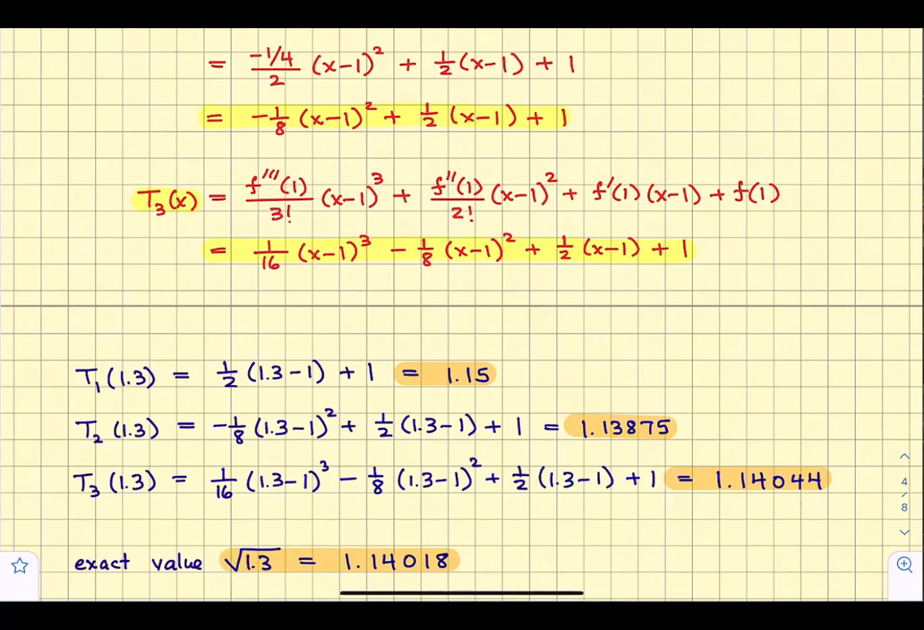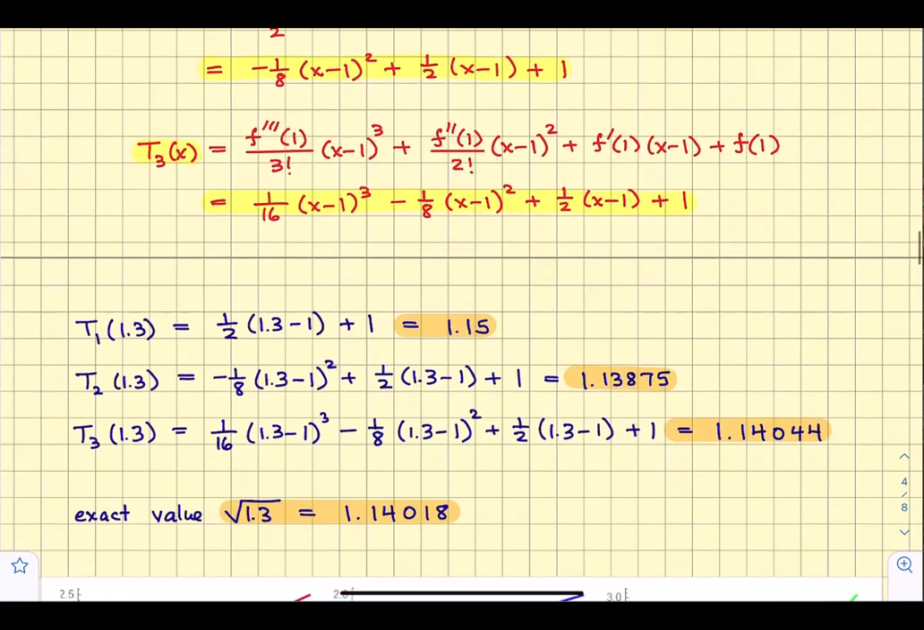we get 1.14044. Now if we compare each of these with the exact value, the square root of 1.3 is 1.14018. We see that as the degree of the Taylor polynomial increases, our approximation is getting better and better, in the sense that it's getting closer and closer to the true value. And that's no surprise. As we work harder to get a higher degree polynomial approximation, the benefit is that we get a closer and closer approximation.